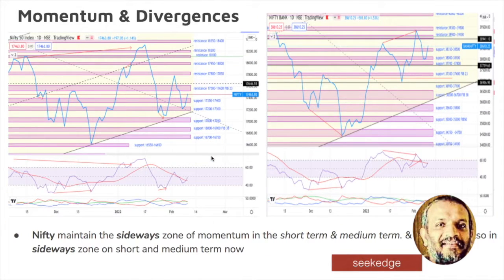Now momentum. If you see, the momentum is clearly sideways on the Nifty, sideways for the Bank Nifty also. This is for the short term, daily. In the medium term also, it is sideways for Bank Nifty and Nifty.